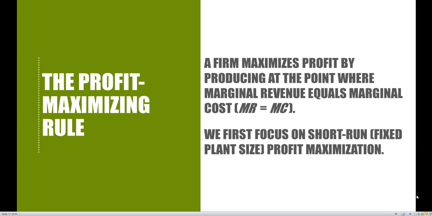How exactly does a firm under perfect competition maximize its profits? We take a look at the profit maximizing rule here. A firm is going to maximize profit by producing at the point where marginal revenue equals marginal cost. And that's the simplest thing that we can say.